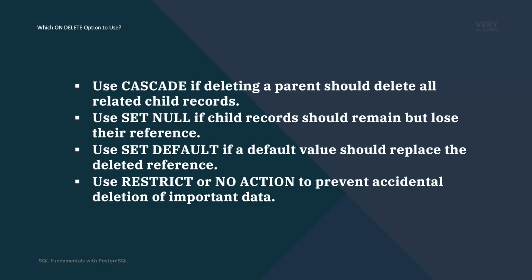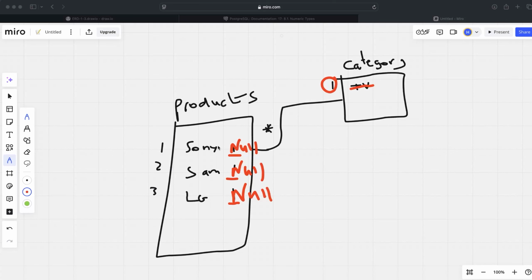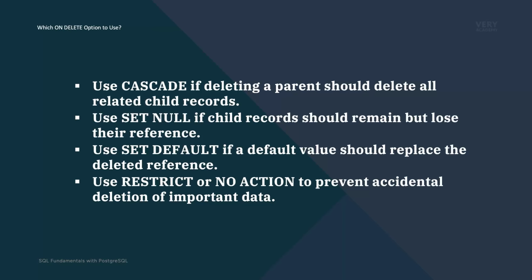Other options include set null. So if the parent record is deleted, the database would automatically find all the related fields in the products table and change the value to null. Other options typically include setting a default value if we delete the parent record, and we have options to restrict or no action, which is going to prevent any accidental deletion of important data, because it's going to prevent you from deleting a parent record if there are any related child records.